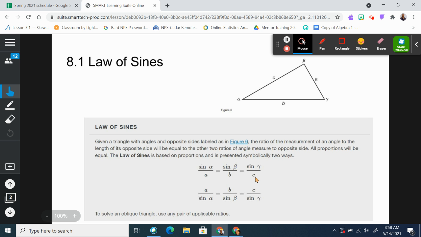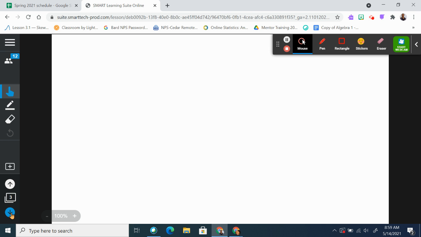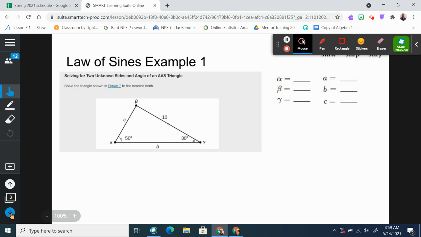And you can say the same for the reciprocal. So if you take the reciprocal of all of these, you can also set them equal to each other. So it's just saying that the proportion of the angle to its opposite side, they're all equal to each other. And we can use this information in order to figure out missing angles or sides in a triangle. So let's take a look at an example.